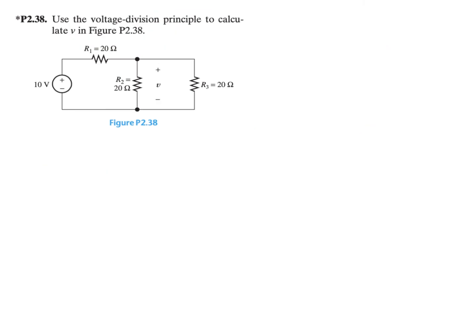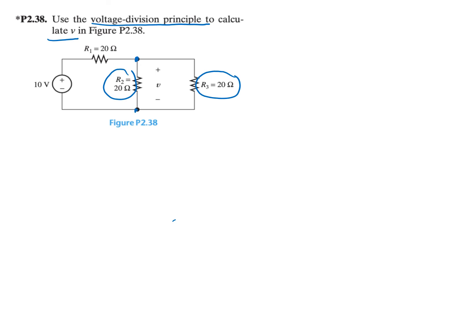So next, question P2.38. Use the voltage division principle to calculate V in figure P2.38. In this case, R2 and R3 are both connected to these two nodes, so they are in parallel. One way to apply the voltage division principle here is to first combine R2 and R3, so we'll get a circuit of a single loop, and then use the voltage division principle to calculate the value V.